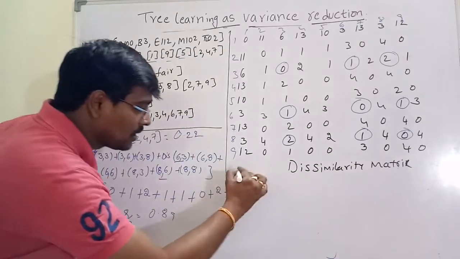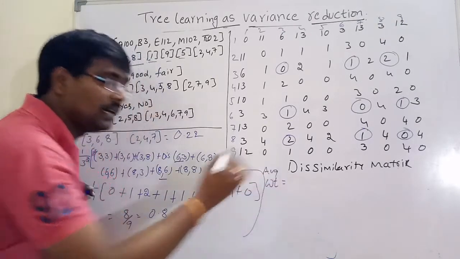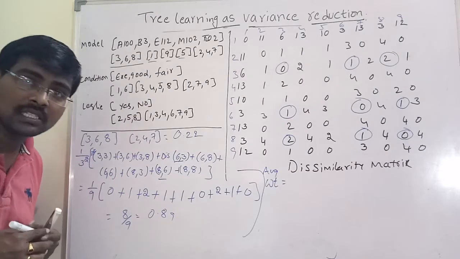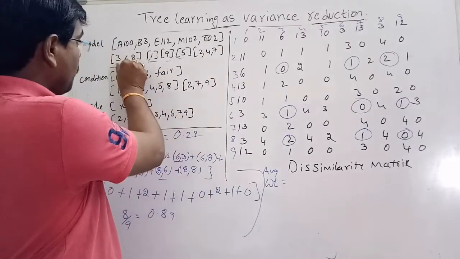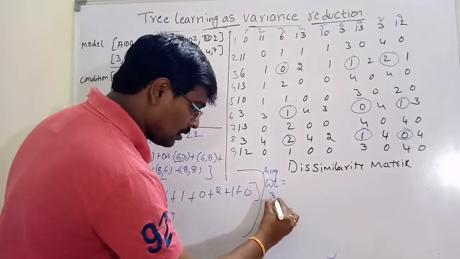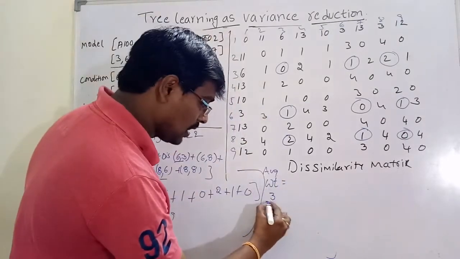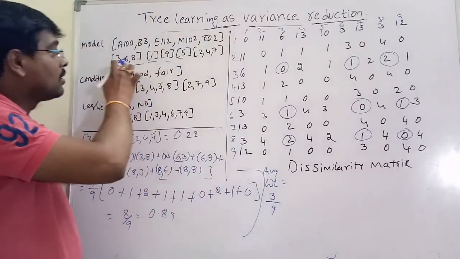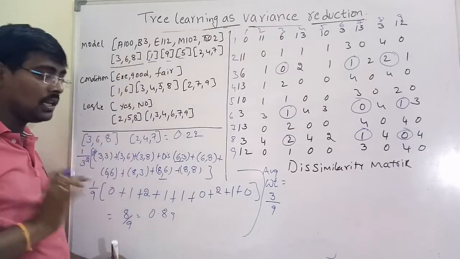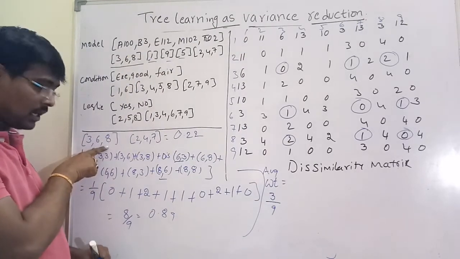So what is our final step? Final step is the average weighted dissimilarity. The formula is the same. For the first set, the number of elements is 3. Total number of elements is 9. So the number of elements is 3, 3 by 9 into what is the dissimilarity for the first set?